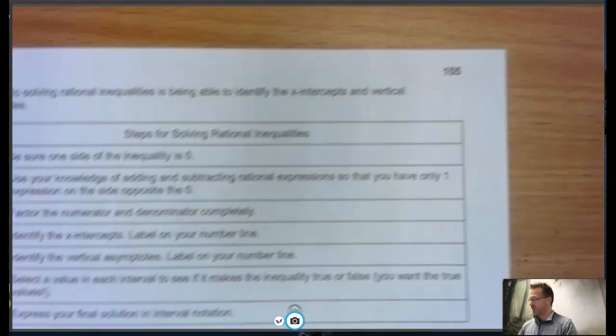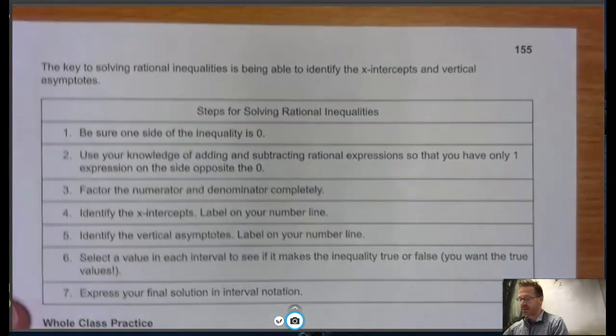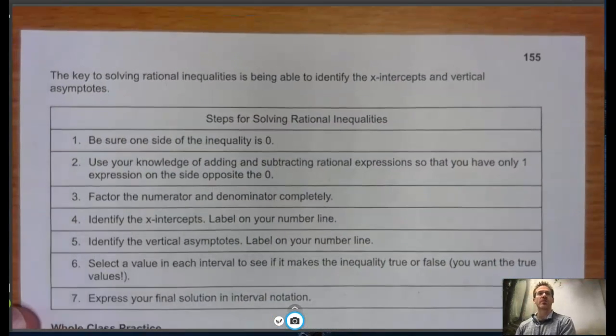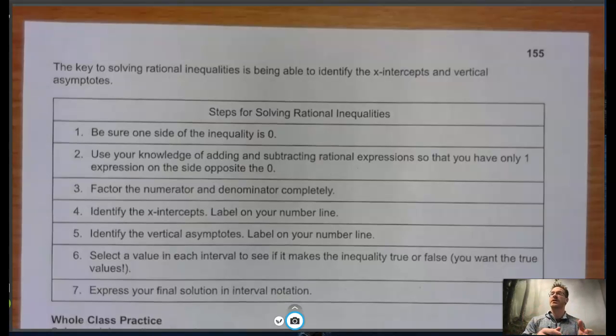All right, so now let's flip the page and look at our process. The first thing we want to do is be sure one side of the inequality is equal to 0.